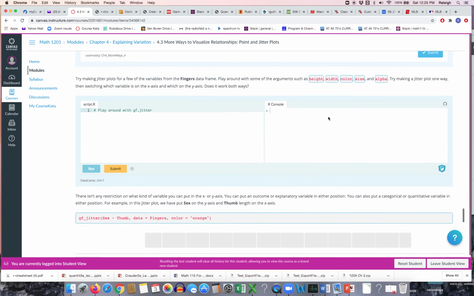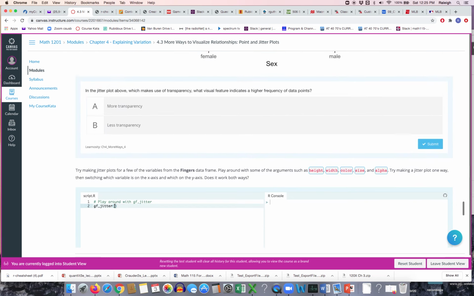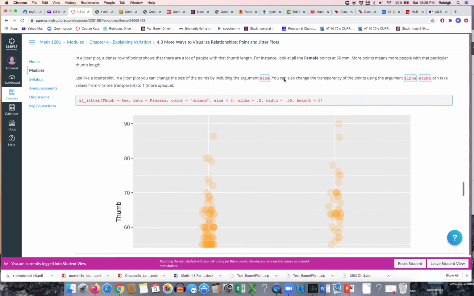So we have another R exercise to work with here. Play around with geom_jitter. There are so many things we could do with this one, and you can do all kinds of situations here. So I'm going to try to do that now. geom_jitter, parentheses. And we like to borrow from before. I'm just going to take some of these and then just change them around a little bit.